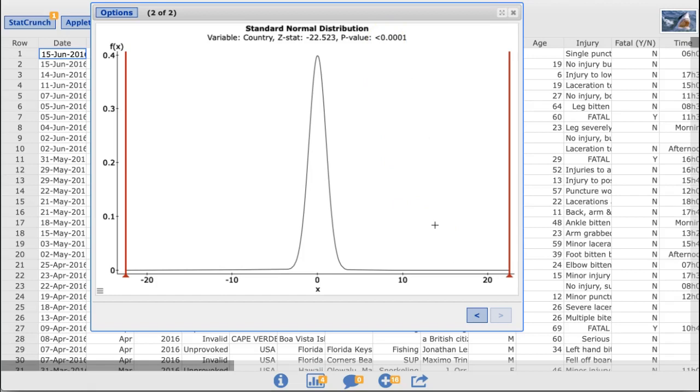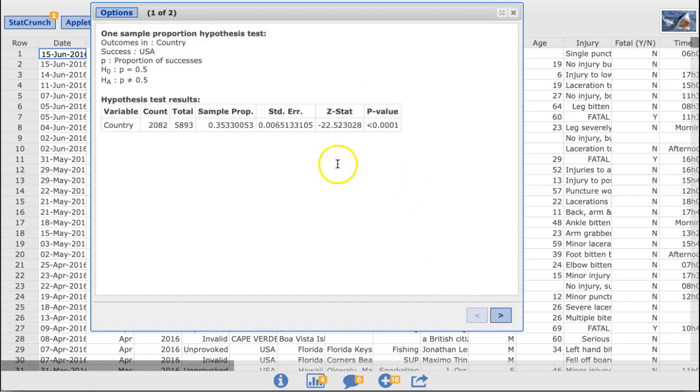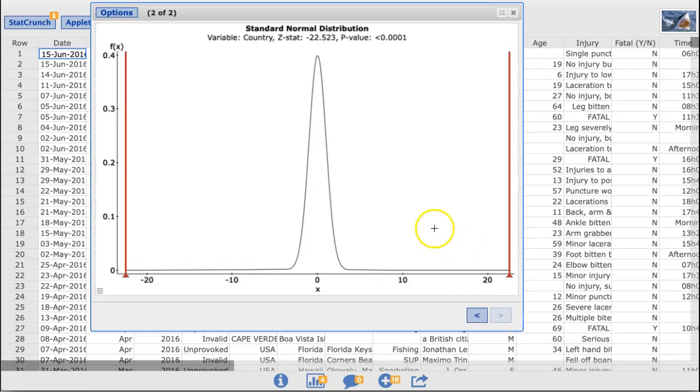What this is saying is that it's pretty much impossible that we observe the sample proportion given that the null hypothesis is true. So the p-value, the probability of observing our data, 0.353, given that the true proportion is 0.5, is pretty much impossible. That is a surprise.